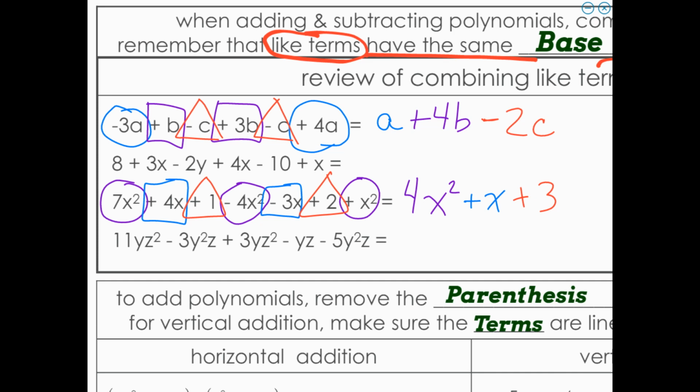We're going to do that last one together as well. Do I have a term that matches 11yz squared? Yes. Which one is it? Okay, 3yz squared. Your variables and your exponents have to match exactly. So 11 plus 3 is what? 14. My yz squared stays the same.